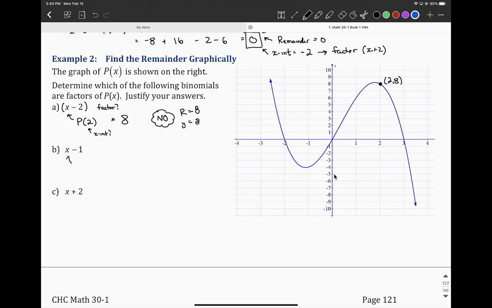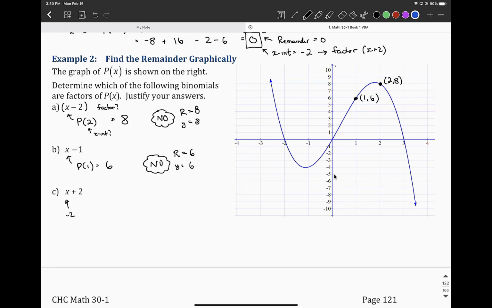Let's talk about p of 1. What's going on at p of 1? X equals 1. Well, nothing much different. It goes through (1, 6). Is that an x-intercept? No. So therefore, is this a factor? No, for all the same reasons. The remainder is equal to 6. This is a y-coordinate equal to 6. This is not an x-intercept.